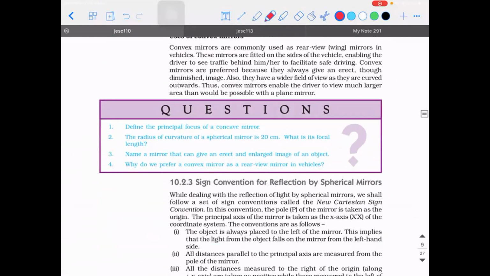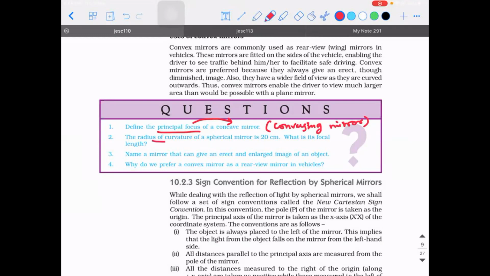So now you will be able to define the principal focus. Principal focus and focus mean the same. When a ray is taken parallel to the principal axis, the rays converge or appear to converge at a point on the principal axis called the principal focus. Here they have asked about the principal focus of a concave mirror. For a concave mirror, the rays get converged. Converge means coming towards each other. So what is the other name for a concave mirror? It is called a converging mirror, whereas a convex mirror is a diverging mirror.